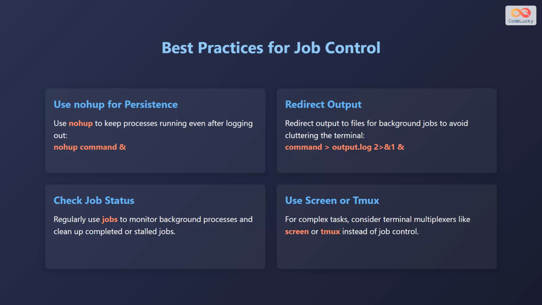Here are some best practices for using job control. First, use nohup to keep processes running even after logging out. For example, nohup command & ensures that the process continues to run. Second, redirect output to files for background jobs to avoid cluttering your terminal. Use command > output.log 2>&1 &. Third, regularly use the jobs command to monitor background processes and clean up completed or stalled jobs. Finally, for complex tasks, consider using terminal multiplexers like screen or tmux instead of job control for more advanced management.